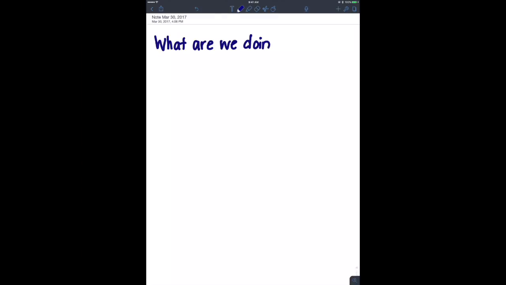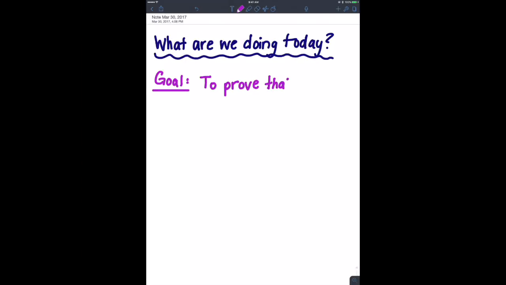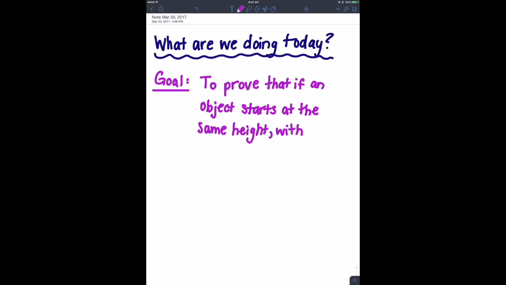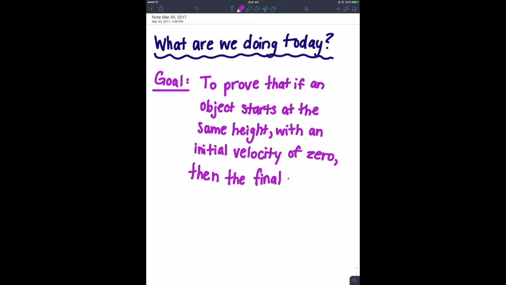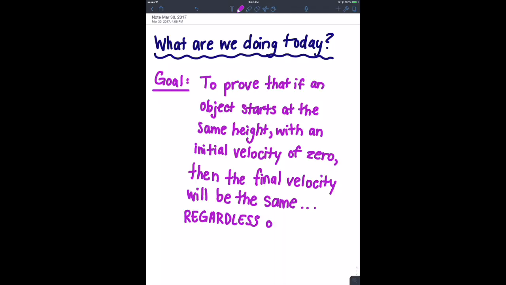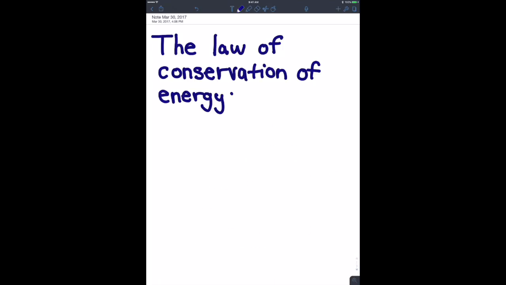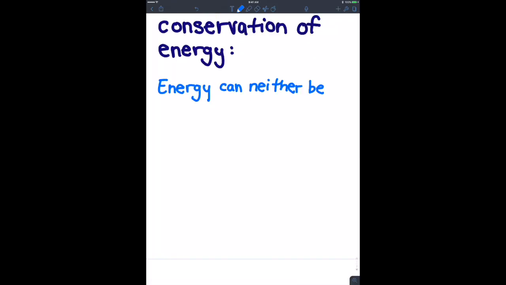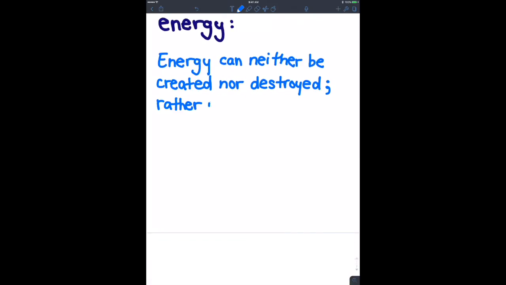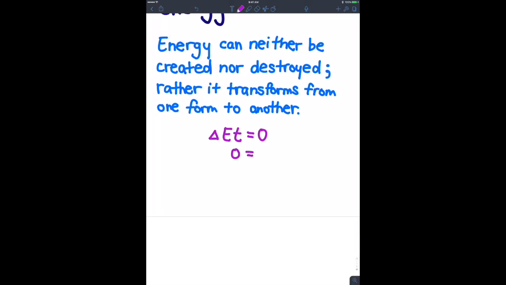So what are we doing today? Our goal is to prove that if an object starts at the same height with an initial velocity of 0, then the final velocity will be the same, regardless of the path it takes. The law of conservation of energy states energy can neither be created nor destroyed. Rather, it transforms from one form to another. So since the change in energy is 0, the final energy minus the initial energy must also equal 0. Therefore, this means that the final energy is equal to the initial energy.